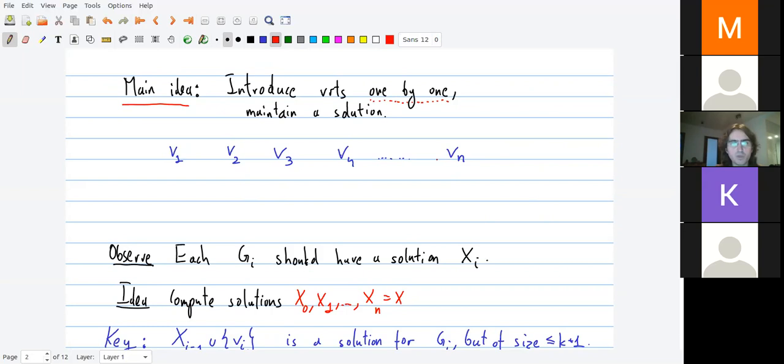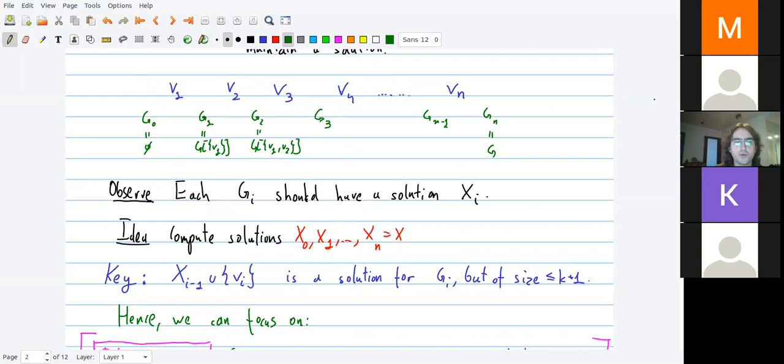So for instance, I can start with an empty graph, right? At the beginning, I have a graph G0, which is just empty. Once I introduce the vertex v1, I have my first graph G1, which is just the graph induced by only the vertex v1. This is not a very interesting graph so far. After I introduce v2, I've got graph G2, which is the graph induced by v1 and v2. And so on, so G3, up to G(n-1), and after I introduce all the vertices, I've got my original graph G, which I'm interested in. So I introduce vertices one by one, and whenever a vertex is introduced, all the edges that are incident to this vertex are introduced as well.